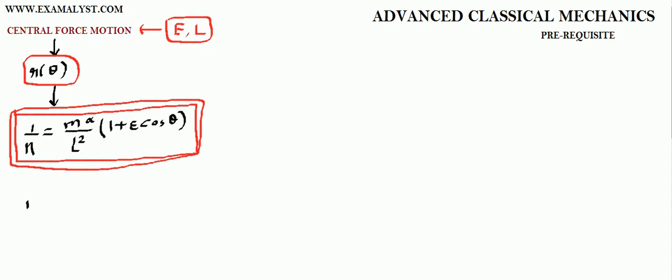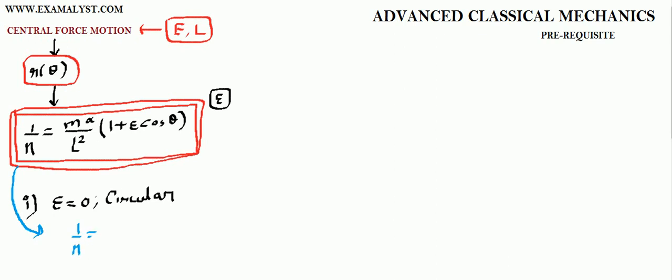Point number 1: epsilon, the eccentricity, decides everything here. Remember, the eccentricity decides everything. So if epsilon is 0, then we are going to have a circular orbit. Now the question is how to know that if epsilon is 0 we are going to have a circular orbit. So look at the equation. What happens to this equation when epsilon is 0? We have only 1 by r equals m alpha by L square.